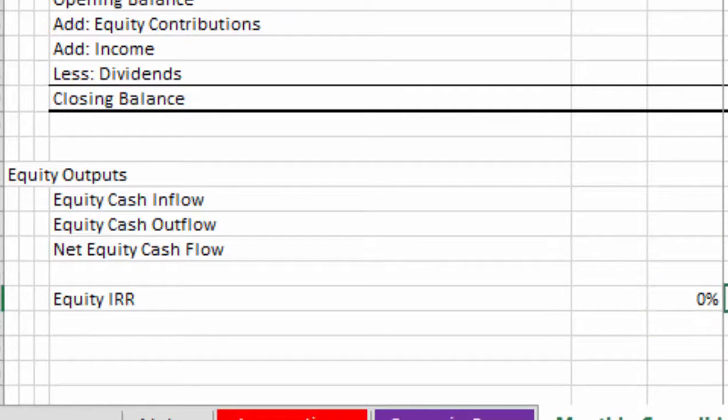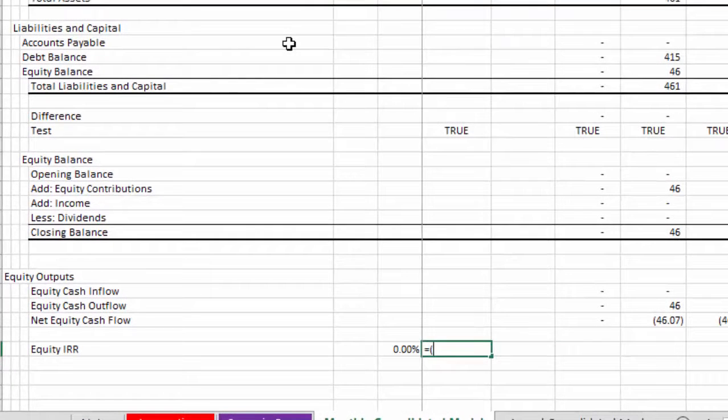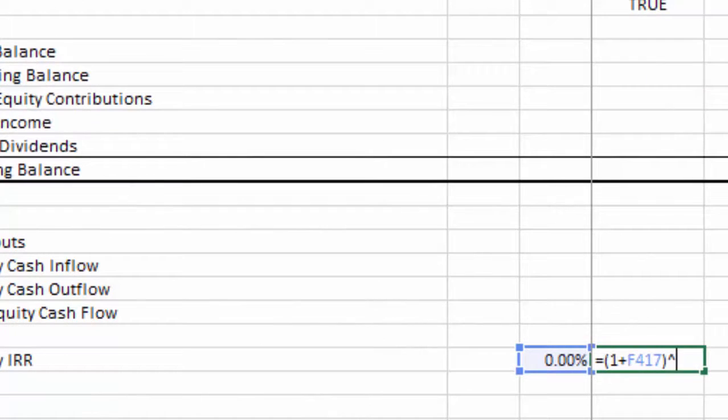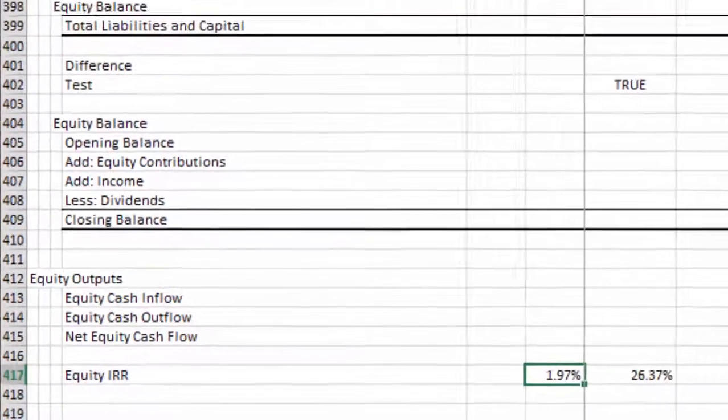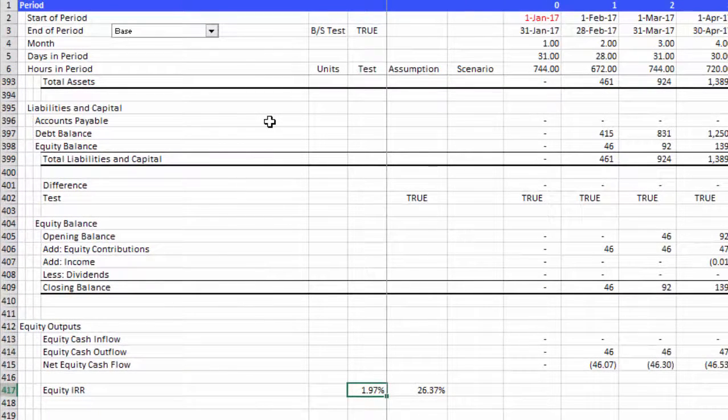Okay, and then we take this one plus that, raised to the 12th power minus 1. Now, it looks like, okay, so we have a 26% equity IRR when we do all this. Okay, not surprising given the project IRR and the cost of the debt.